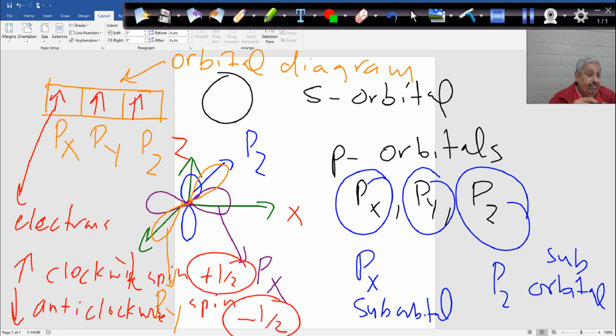So if this is the nucleus, the electron spins this way. Some of them spin the opposite way, depending on what they are in. Okay, guys, so let's take this one out.